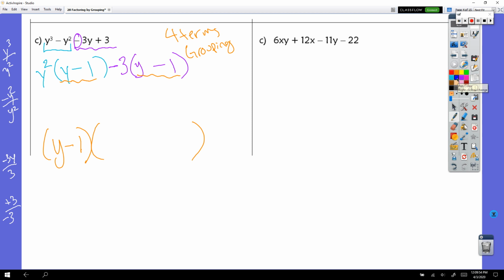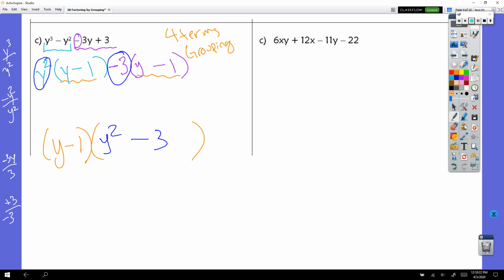The other answer factor is going to come from the stuff that we took out. So the part that's left over in the light blue, when I take out the y minus 1, is this y squared. And the part that's left over from the purple section is going to be the minus 3. So my answer is going to be the quantity y minus 1 times the quantity y squared minus 3. And I'm all done with my factoring.